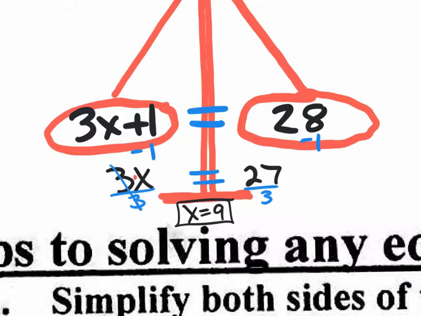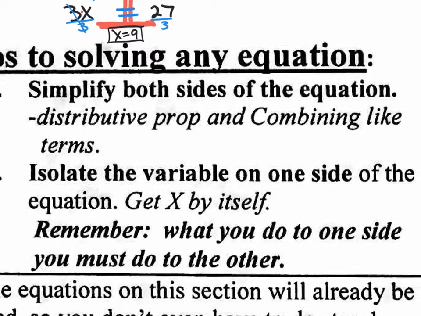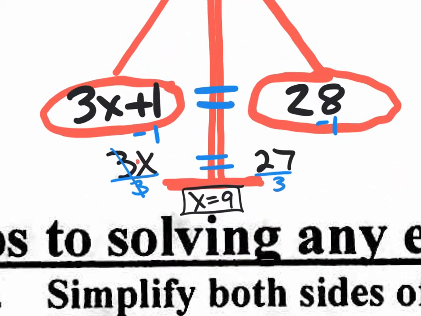Now when I say simplify, what do I mean by that? It says right here, simplify means distributive property and combining like terms. So you see, we're not even doing that yet. Like if I say, hey, go ahead and simplify the left side, is there any distributive property right here, 3x plus 1? No. Is there any distributive property over here? No, it's the nice number 28. Is there any combining like terms right here?